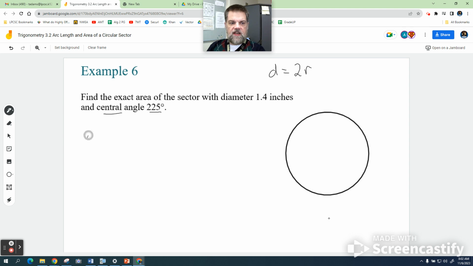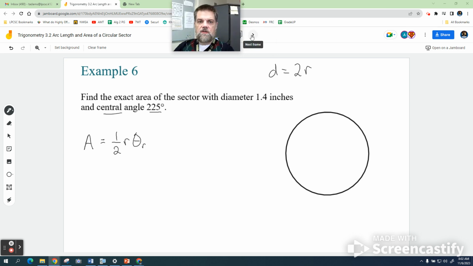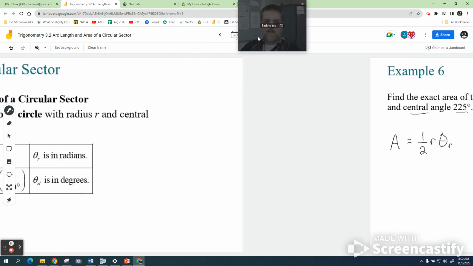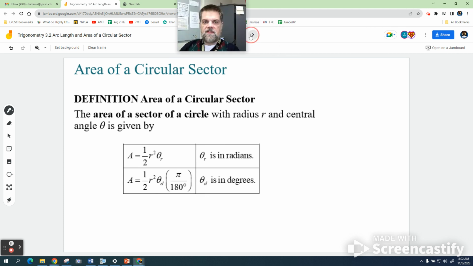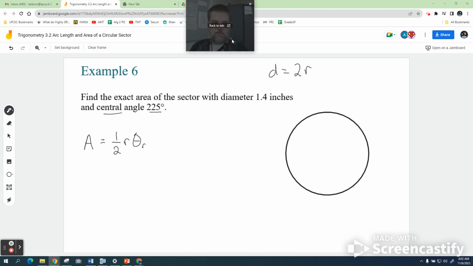But my formula for area is equal to 1/2 times the radius times theta in radians, right? So we'll just jump back here so you guys can see that. 1/2 times the radius. Oh, I'm sorry, I forgot the square of the radius. My bad. Times the radius squared times theta, and it has to be in radians. So I need the radius is where I'm going with this.